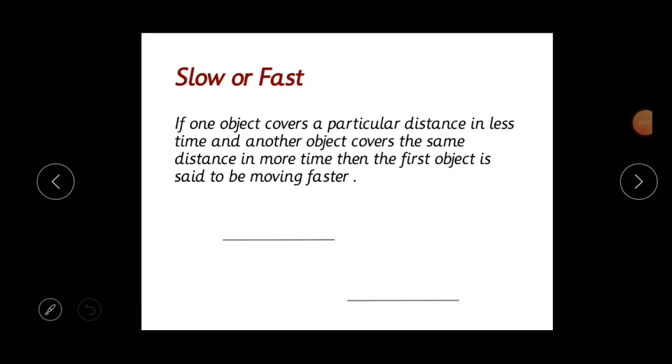Our next topic is slow or fast. So children, what is the slow or fast? If one object covers a particular distance in less time and another object covers the same distance in more time, then the first object is said to be moving faster. Suppose here is a car, we'll give a name here A, B. Here is the first car and this is the second car.